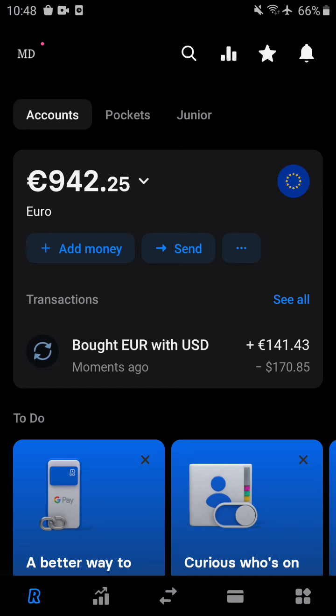I find this super easy actually from Revolut, that I can just do this even though my account is not working at the moment. My trading account can still withdraw the cash as easy as anything pretty much. So I hope this maybe helps you out.